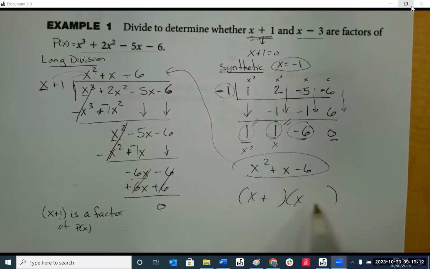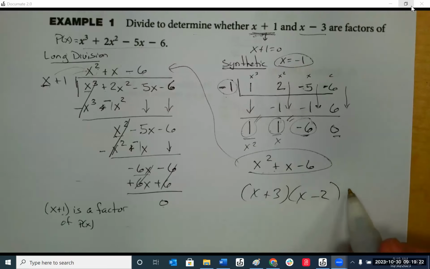X, positive, negative, 3 and 2. So all our factors are x plus 1, x minus 2, x plus 3. That's what the whole thing's used for.